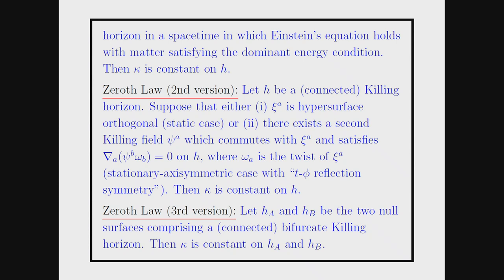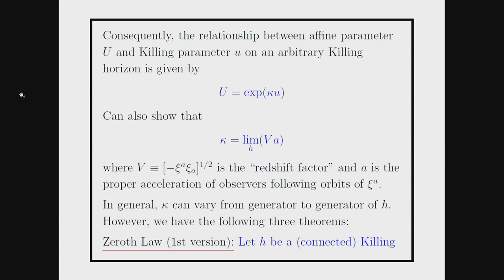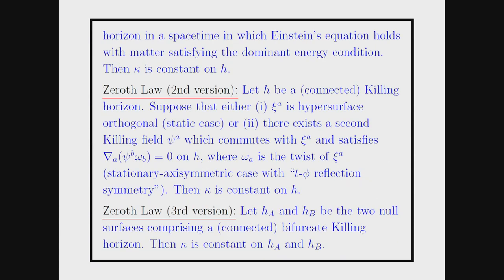If that is the case, then the surface gravity has to be constant on this Killing horizon. This is actually a fairly non-trivial result; it takes a page or two to prove. It's not entirely straightforward. So any Killing horizon that arises in general relativity, where matter satisfies the dominant energy condition, is going to have constant surface gravity.